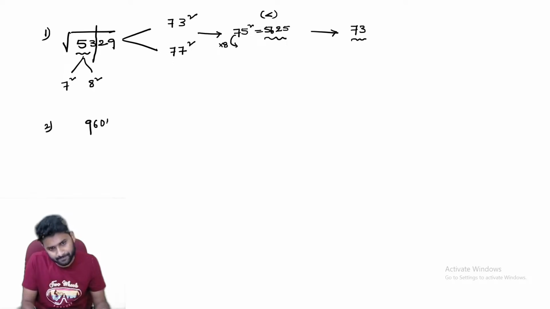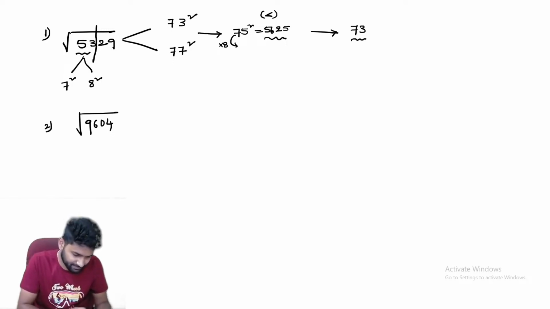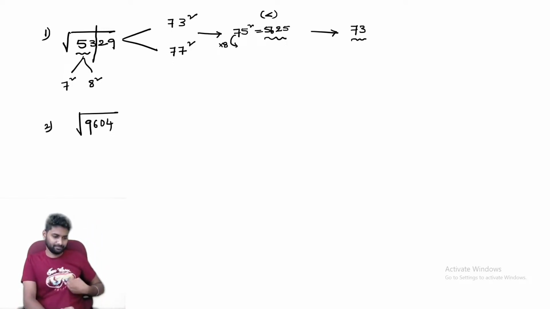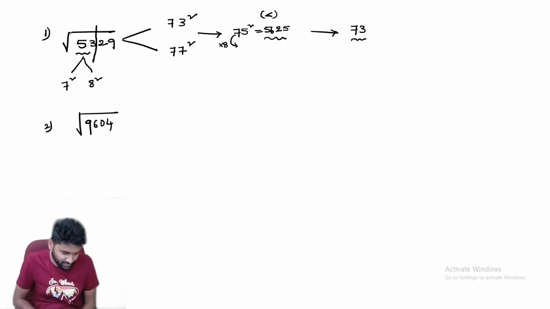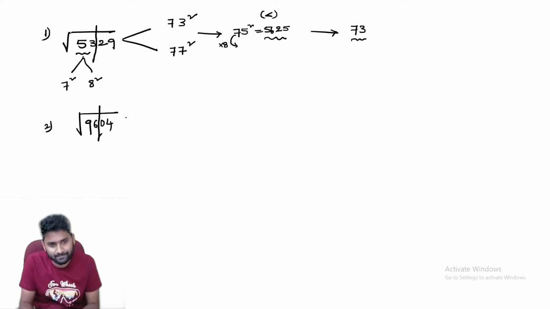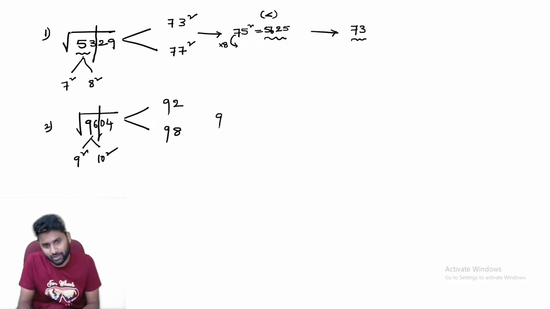Next, 9604. Very good, correct. Units place 4, you can see 2 and 8. 96 lies between 9 square and 10 square, so the candidates are 92 and 98. Your reference is 95 square, which is 9025. So 9604 is more than 9025, so your answer must be 98.